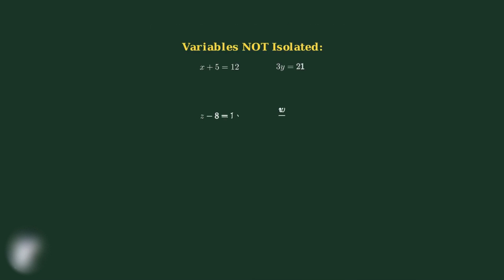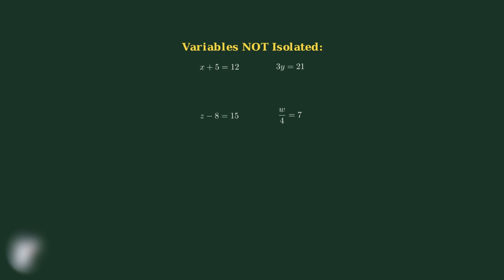When we solve a one-step equation, we have one primary goal: to isolate the variable. But what exactly does this mean? Let's look at some equations where the variable is not isolated. In these examples, the variable is mixed up with other numbers.